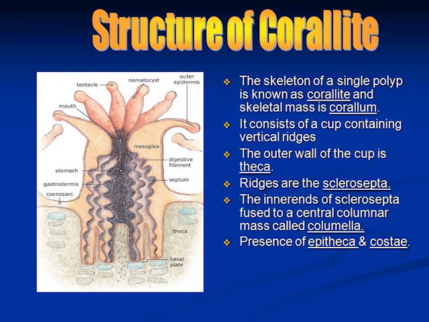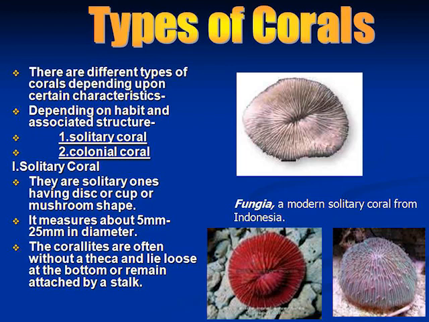The inner ends of these sclerosepta are fused to form a central mass, regularly called the columella. Now, coming to the types of corals, depending on certain criteria we differentiate these corals into different structures. Depending on their habits and associated structure, corals can be differentiated into solitary coral and colonial coral.